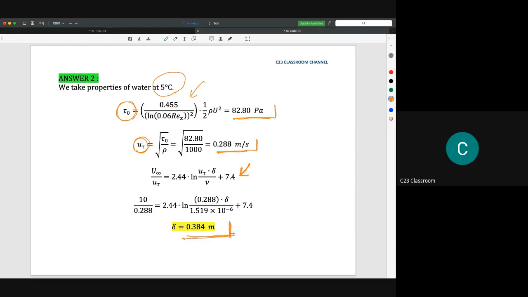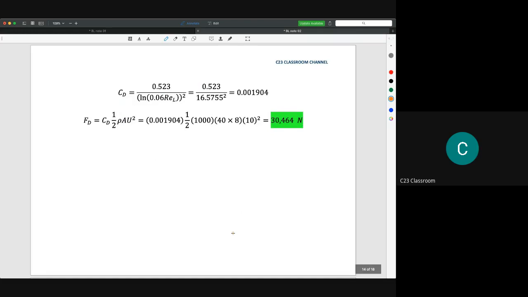And then, so we calculate the total drag force. This is the equation to calculate the CD, and then we could get it is equal to 0.001904. So we use this equation to calculate the total drag force. So we get it is around 30,464 newtons. So this is from the empirical methods.